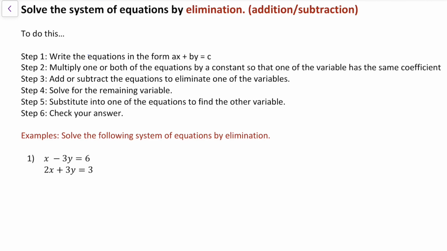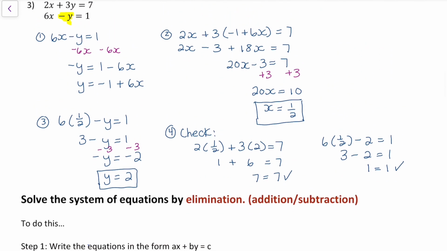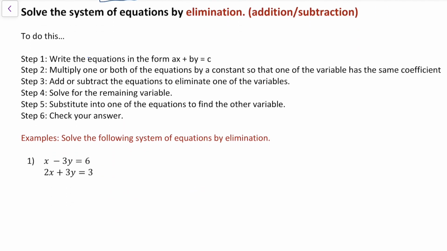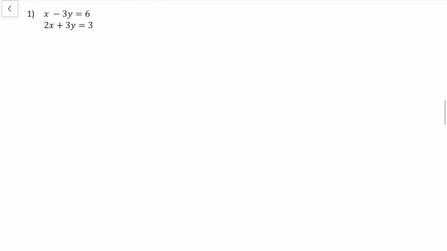And then after that, the steps are the same as substitution. We substitute it back into one of the equations to get the remaining variable, and then we check. So it's going to be similar to substitution in terms of step 3 and 4. What changes is the first 2 steps. In substitution, we are getting a variable by itself and substituting that into the other equation. In elimination, we're making the number the same so that we can eliminate that variable. So let's look at an example.